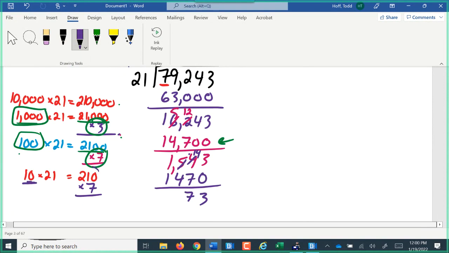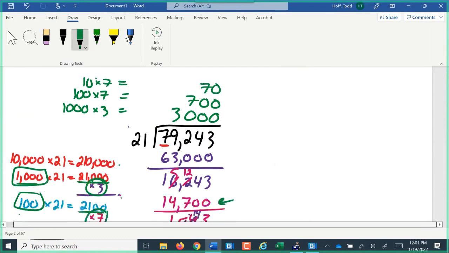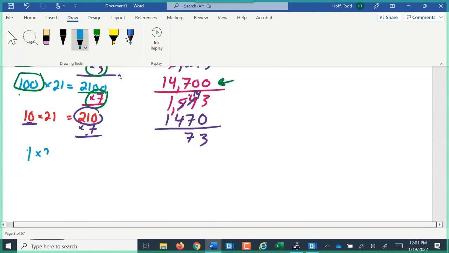The 210 was 10 21s times 7. That was subtracting another 70 21s. And finally, we're down to just the ones. Of course, 1 times 21 is just 21.